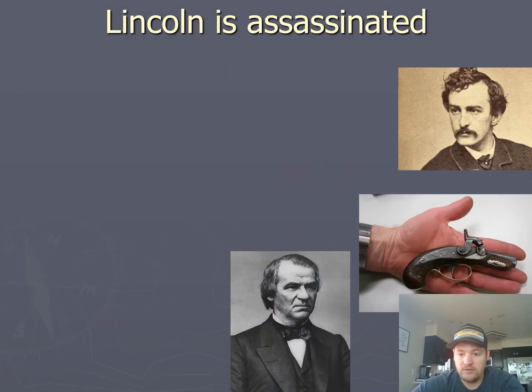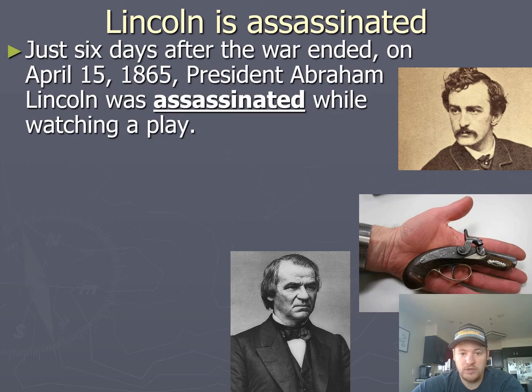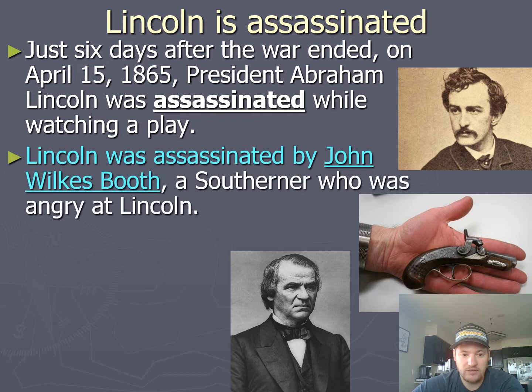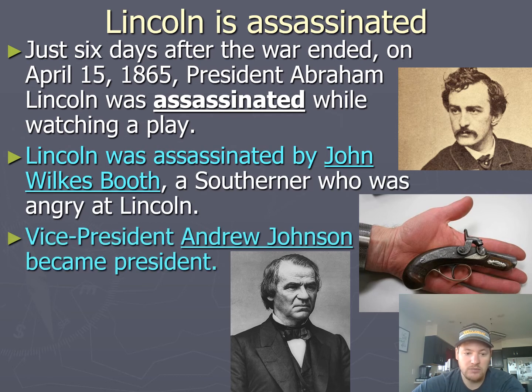Shortly after the end of the Civil War, like within days, Abraham Lincoln is going to go to a play, and he's going to be assassinated by a guy named John Wilkes Booth. Booth is an actor. He pretty much hangs out around this theater where Lincoln's at. He sneaks up behind Lincoln and shoots him in the back of the head.